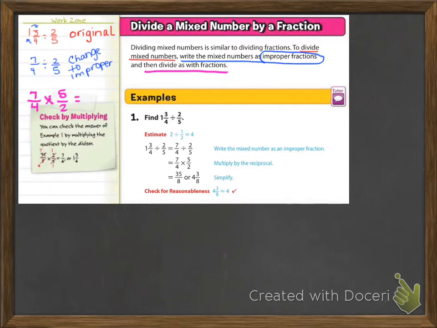Now we can look to see if we can cross simplify. There's really nothing to cross simplify here. 5 and 4 and 7 and 2, no common factors. So we're going to multiply straight across. 7 times 5 is 35, and 4 times 2 is 8.